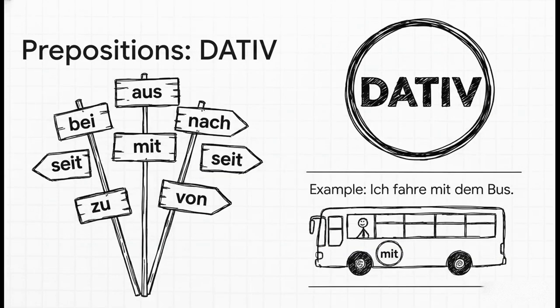And just like the accusative team, this group of prepositions always triggers the dative. Mit is a classic. You always travel with something in the dative case. For example, ich fahre mit dem Bus. I'm going with the bus. Once you get these lists down, your accuracy is gonna go way up.